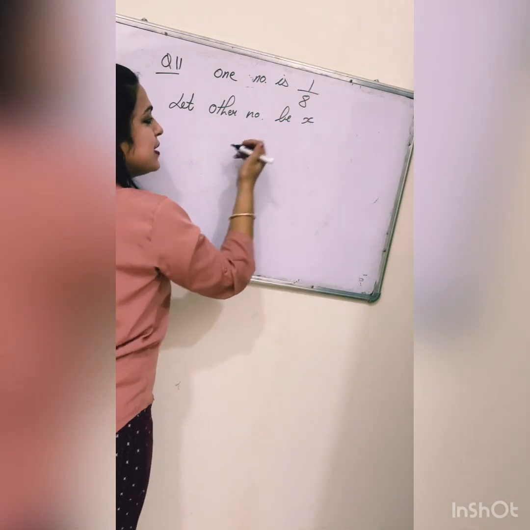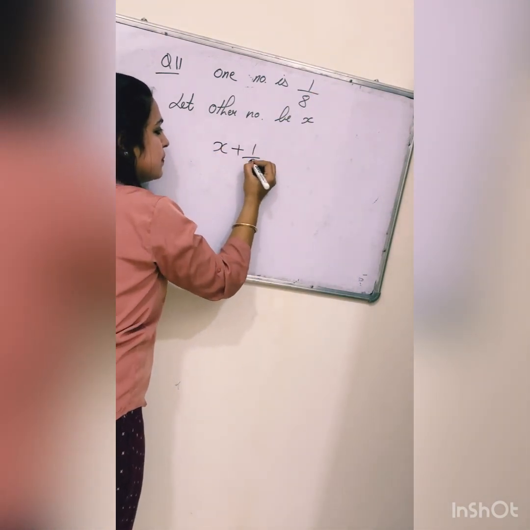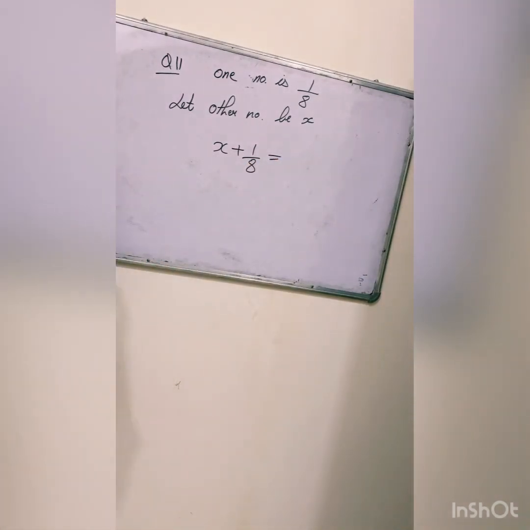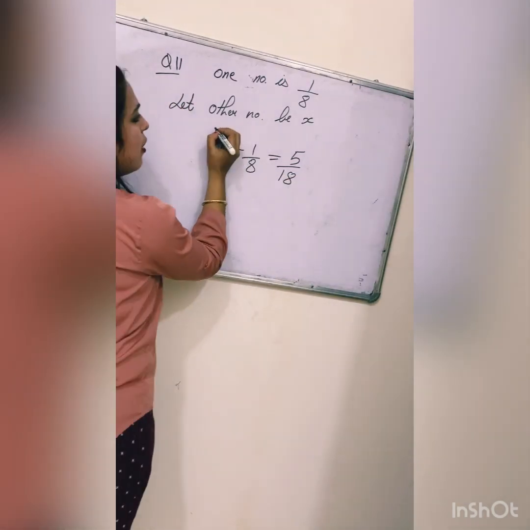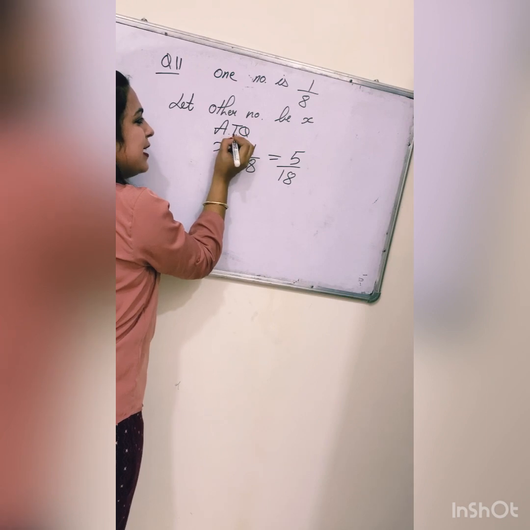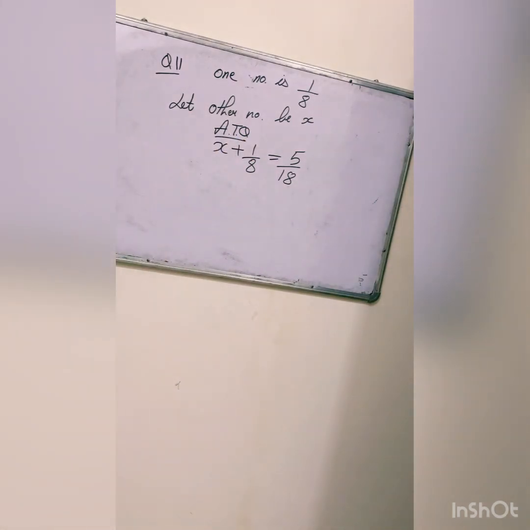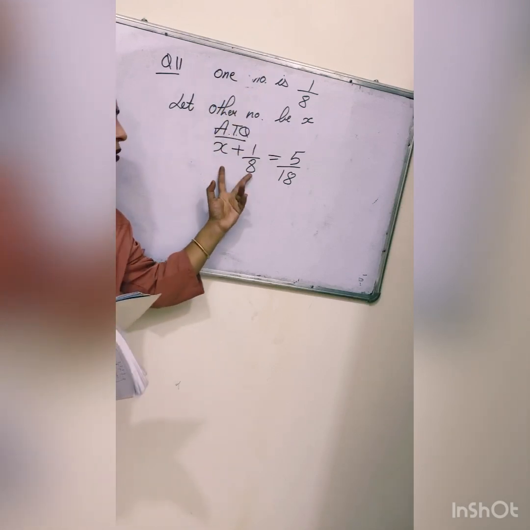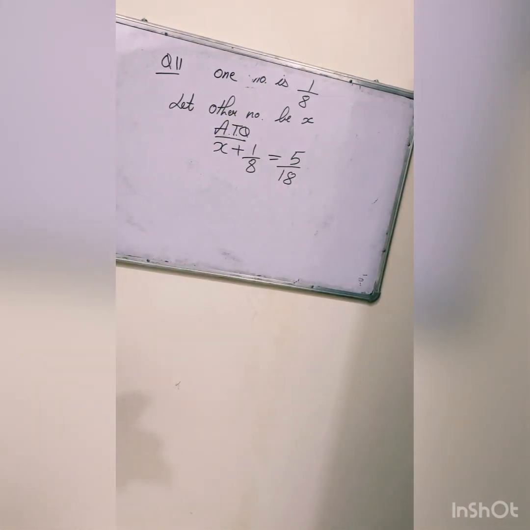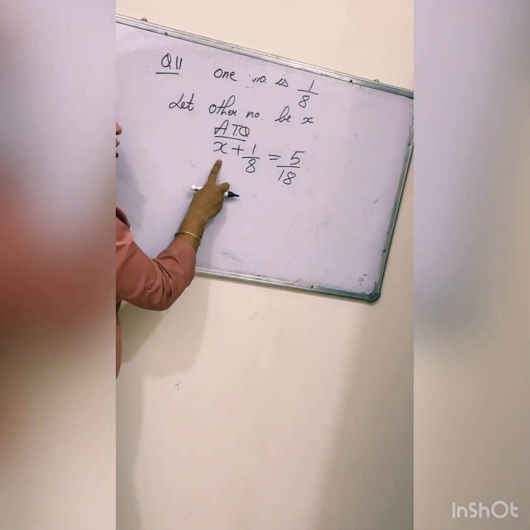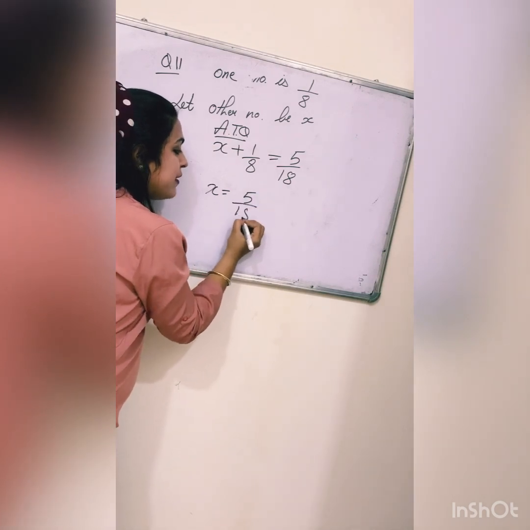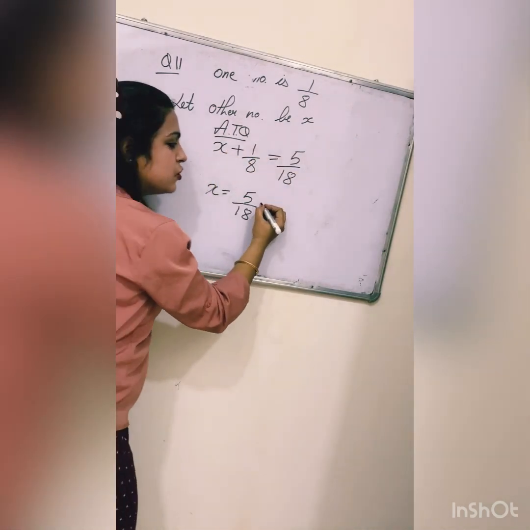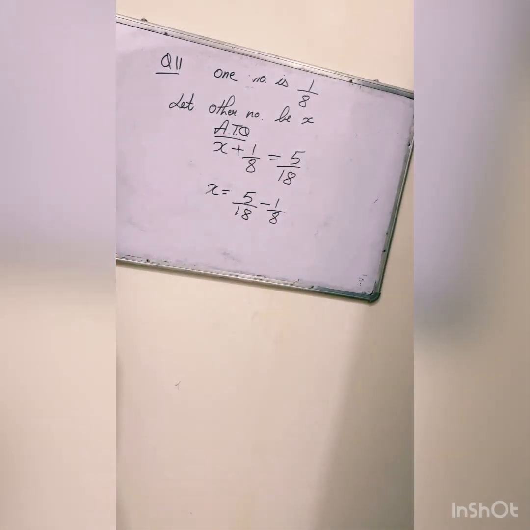Okay, the sum of these two numbers, x plus 1 upon 8, is given equal to 5 by 18. The sum of two rational numbers is given as 5 by 18. This is ATQ, according to question. According to the question, the sum of these two numbers is equal to 5 by 18. We have to find the value of this x. So what will we do, we will take this 1 by 8 to the other side. When we take it to the other side, plus will change to minus. This becomes 5 by 18 minus 1 upon 8.